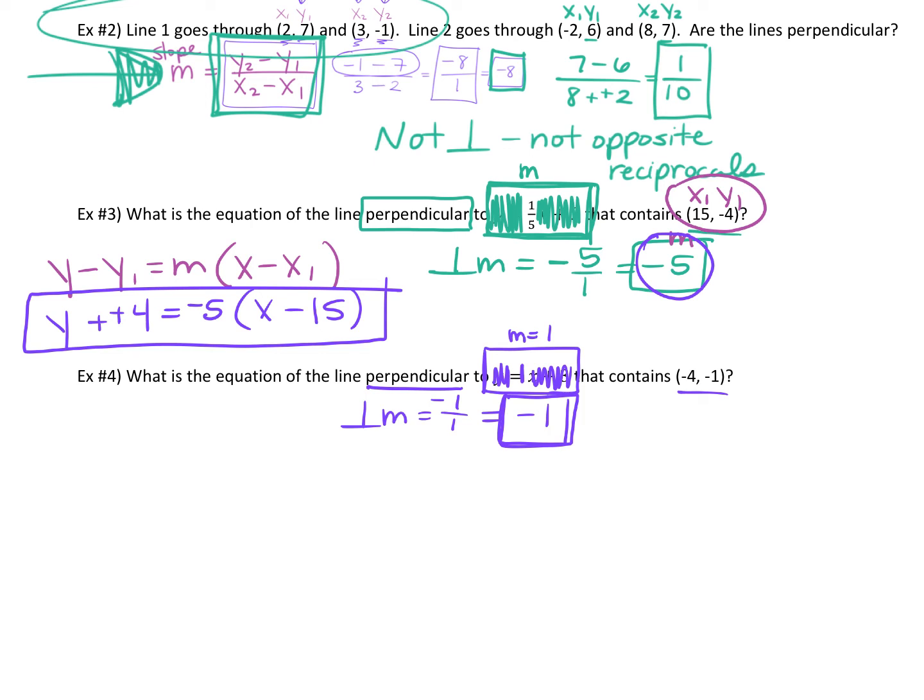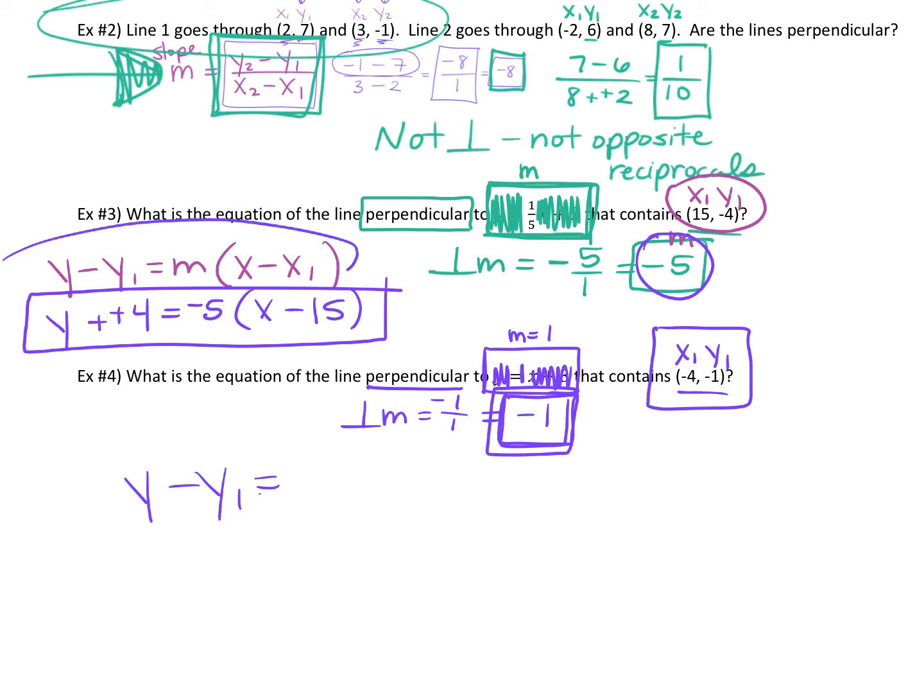Okay, so I have my new slope and I have my point. What are we going to call our -4? x1. And what are we going to call our negative 1? y1. Okay, so I have my point, and I have my slope, and I'm going to plug it into point slope. You don't have to rewrite this. It's right here, but I'm just going to rewrite it so you can see where things are going.